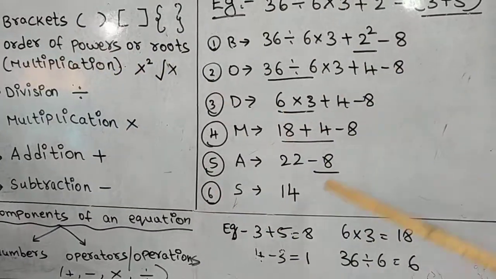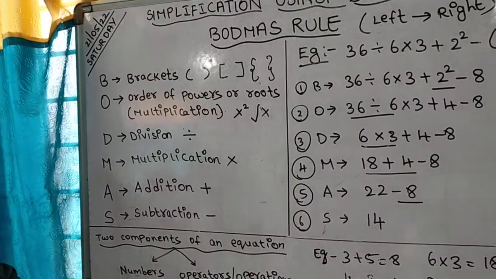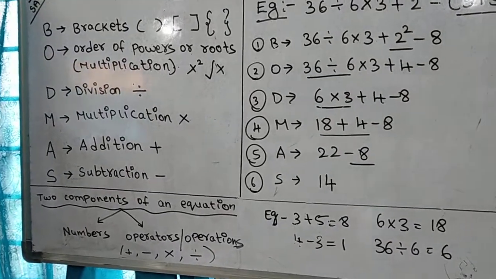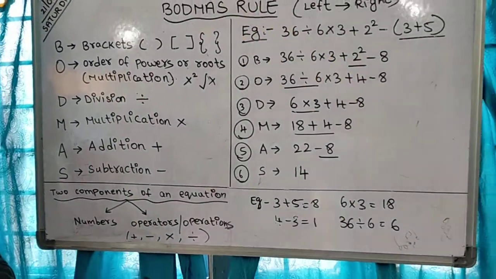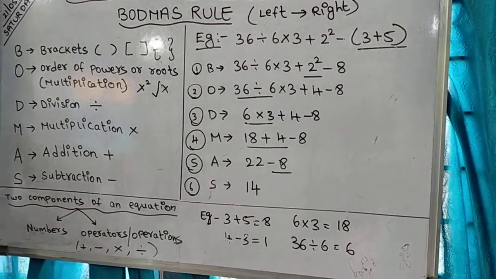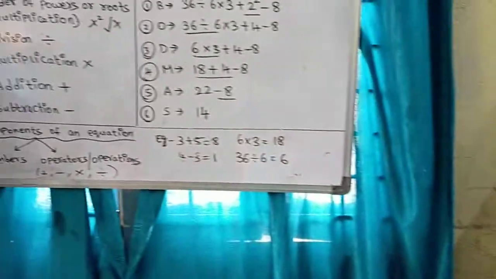If you don't follow this rule, you will not get the proper answer. It becomes very complicated and you will not come to a right answer. So that's why you have to follow this BODMAS rule to make your calculations easier. This is the sequence you have to remember. Did you all understand? Yes, teacher. Any doubts in the BODMAS rule?